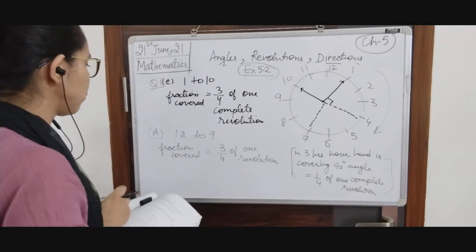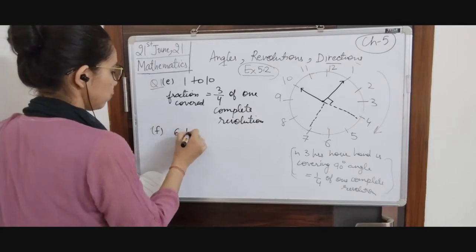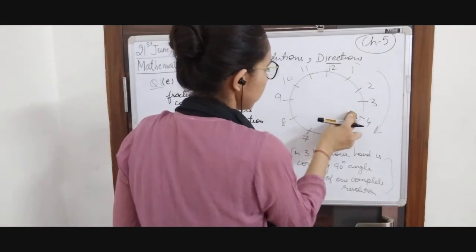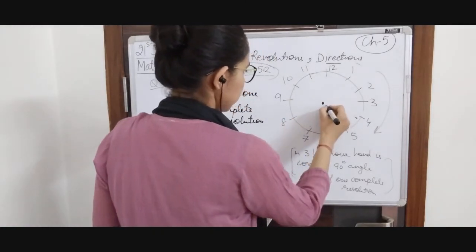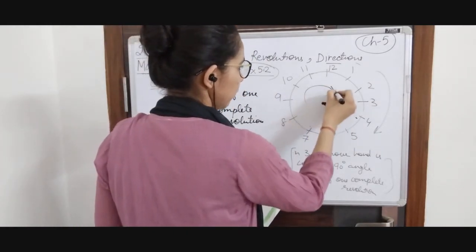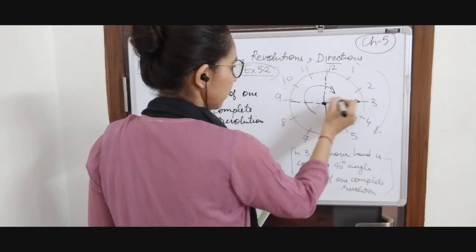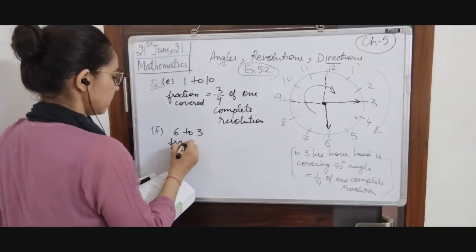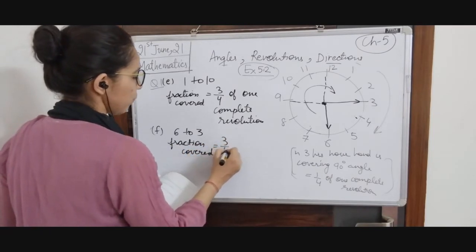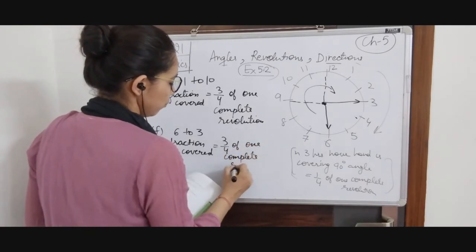Then F part is 6 to 3. Again we are going to draw the clock and our hands. 6 to 3. We are going clockwise, so we are moving in this direction. 6 to 3. How many right angles? 1 right angle, 2 right angles, 3 right angles. So fraction covered is equal to 3 by 4 of one complete revolution.